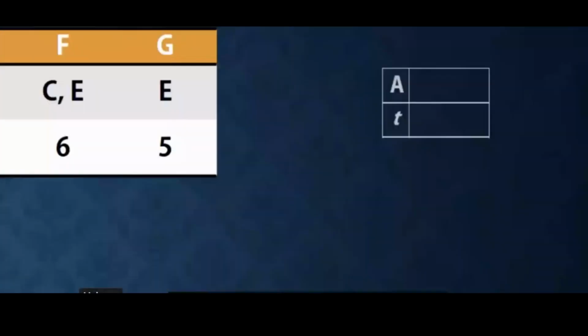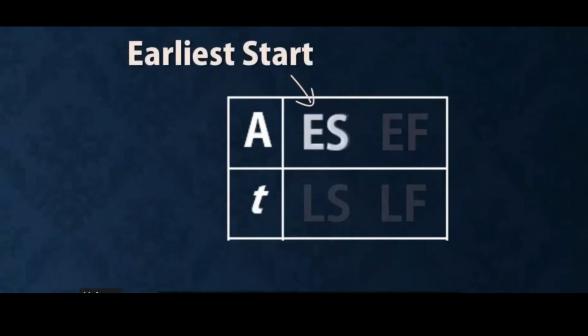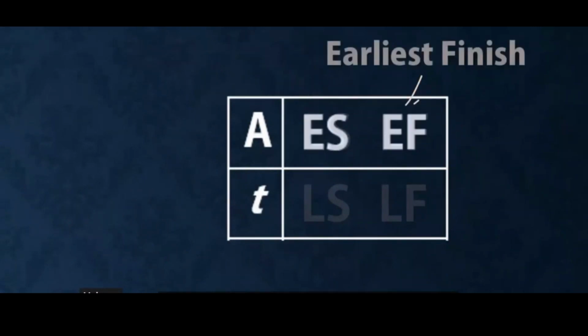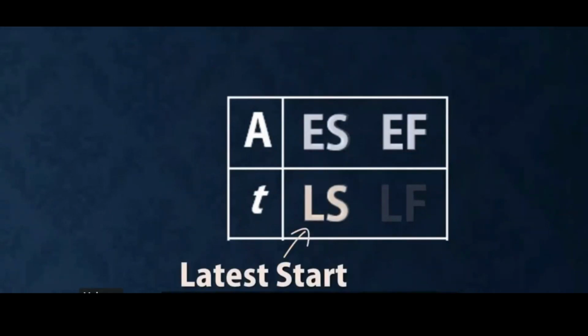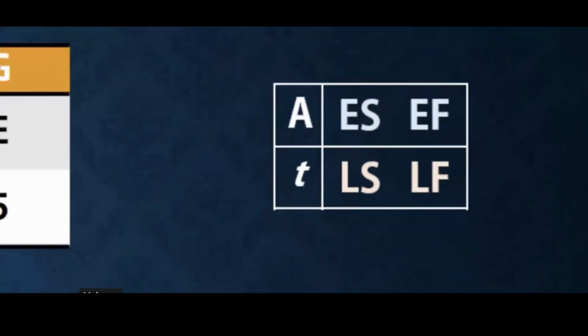I will be using this node convention, as you will find in Quantitative Methods for Business by Anderson, Sweeney, and Williams. A is the activity being described, and T represents the expected activity duration or time. ES is the earliest time the activity can start. EF is the earliest finish time. LS is the latest start time. And LF is the latest finish time without extending the minimum completion time of the project.